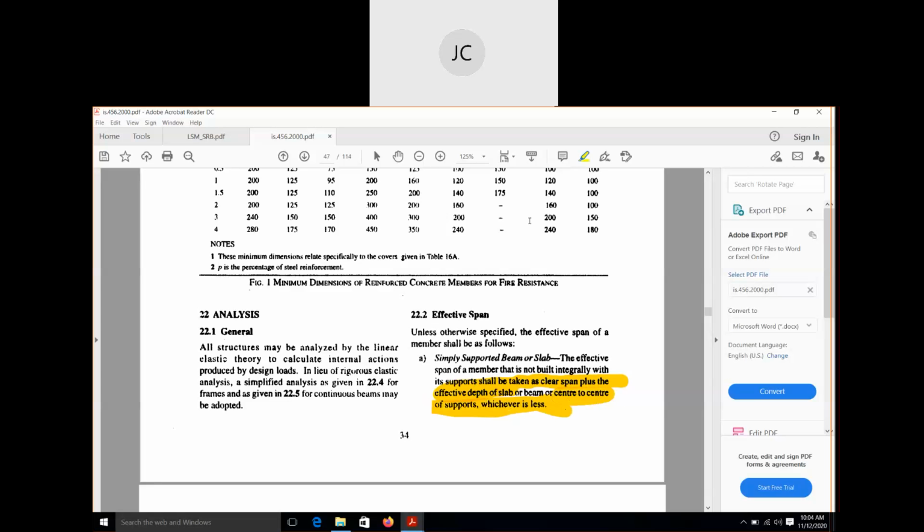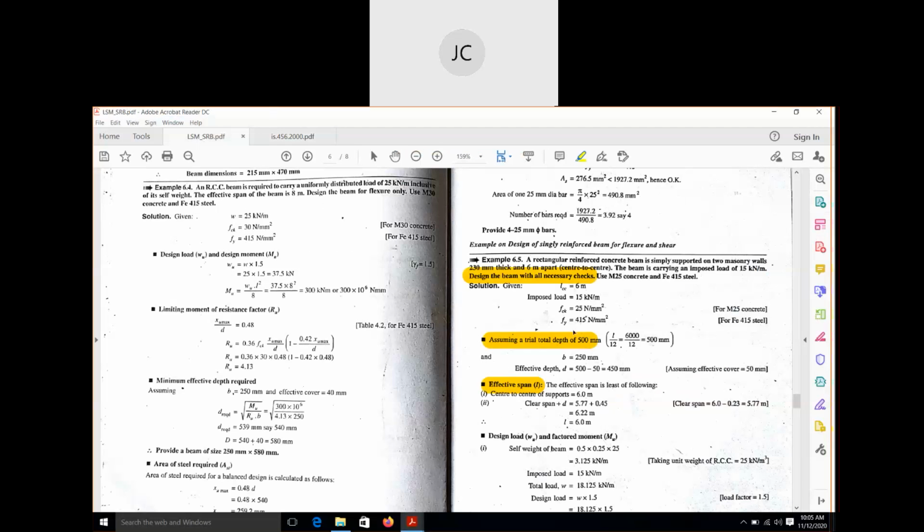So for finding out the effective span, we have to find two values. First is clear span plus effective depth, and the second is the center to center distance of supports. Whichever value is less will become the effective span for the respective beam or slab. Here the center to center distance is given directly, it is 6 meter. Now we have to find clear span plus effective depth. So the clear span will be 5.77.